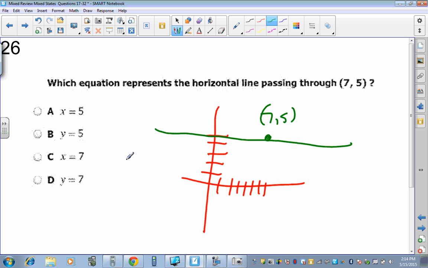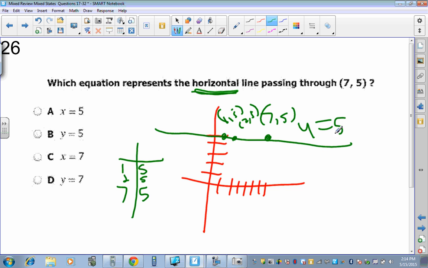I notice that 7, 5 is on there. If we want a horizontal line, we have to remember that is where y is stuck at a number. For example, 1, 5 would be that point. 2, 5 would be that point there. So this means 1, 5, 2, 5. That's y stuck at 5. So y equals 5 is your answer.